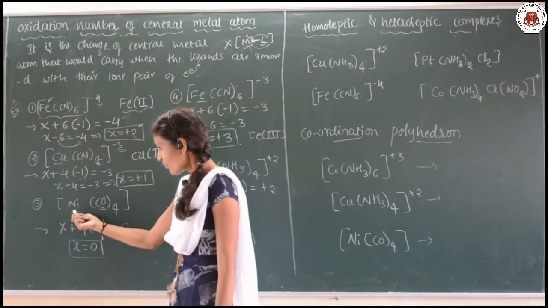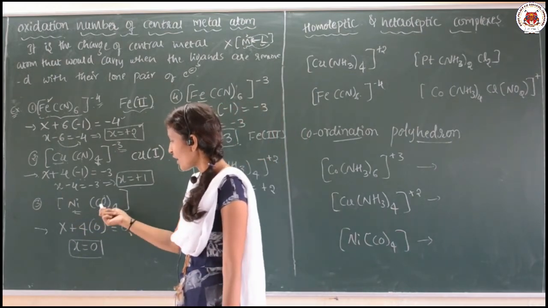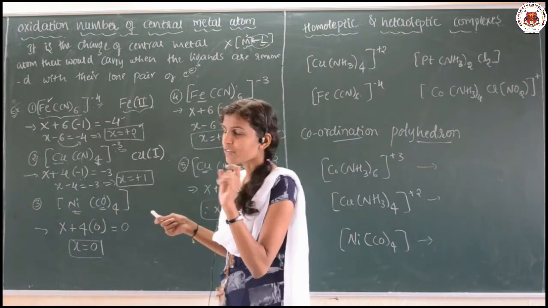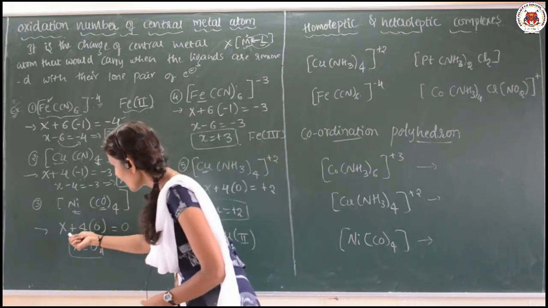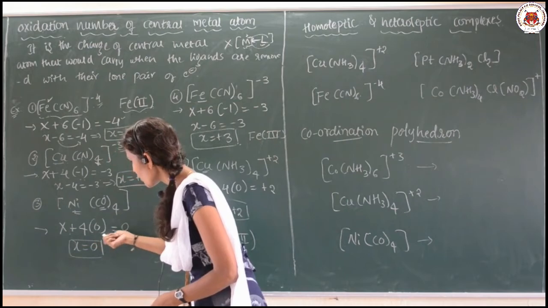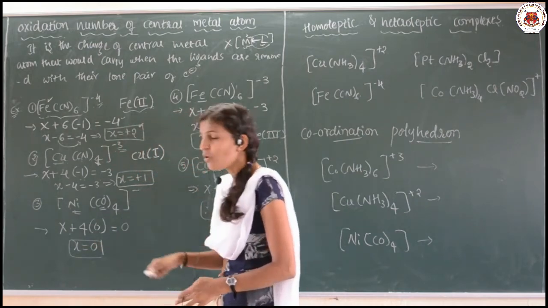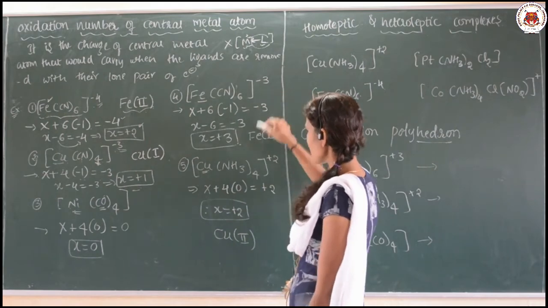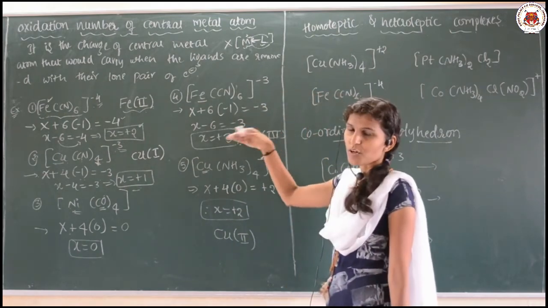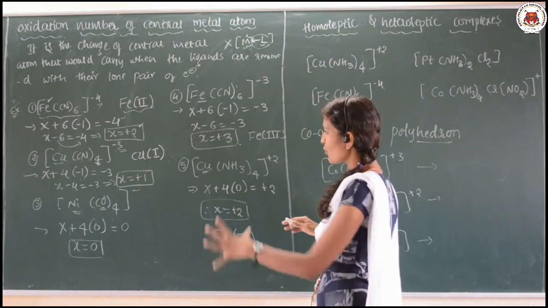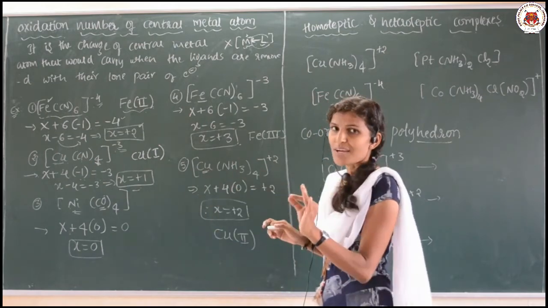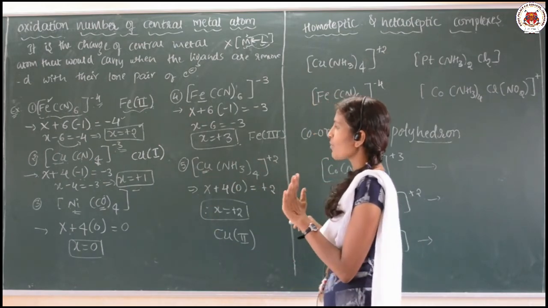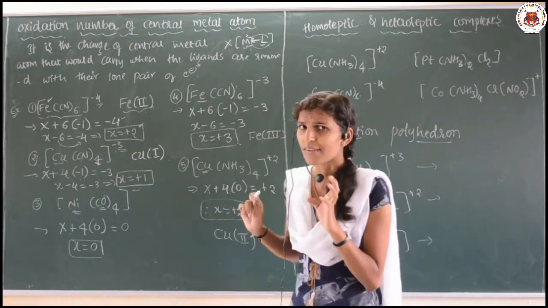And here CO is neutral, which means its oxidation state will be 0. So for Ni I need to find out X plus 4 into 0, which is equal to 0, because there is no charge. So the value will be 0. Similarly, if you go for further examples, you can observe the oxidation number of the central metal atom. I hope it is clear for you.